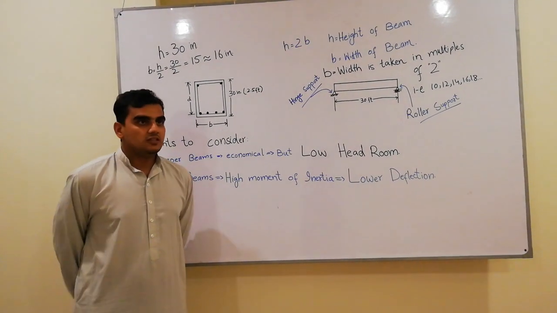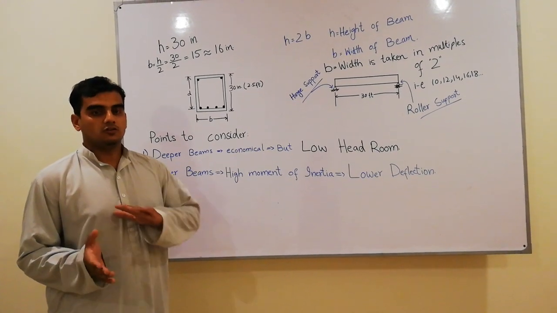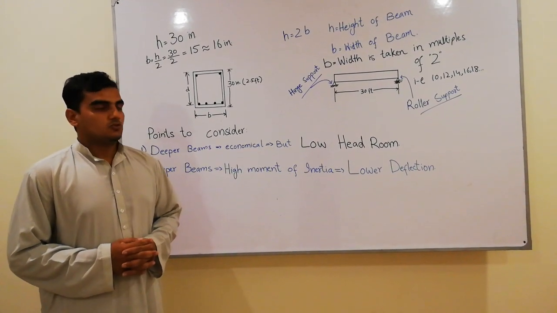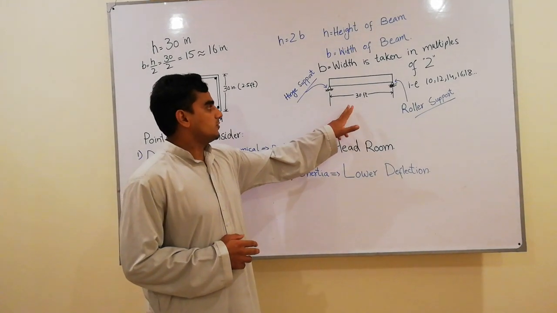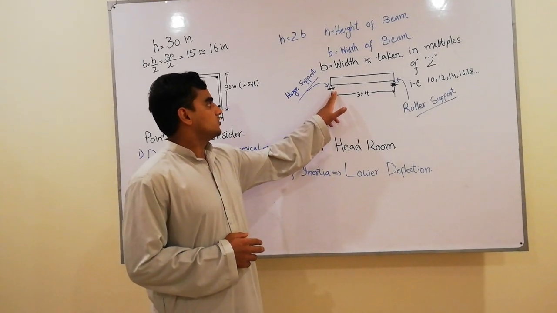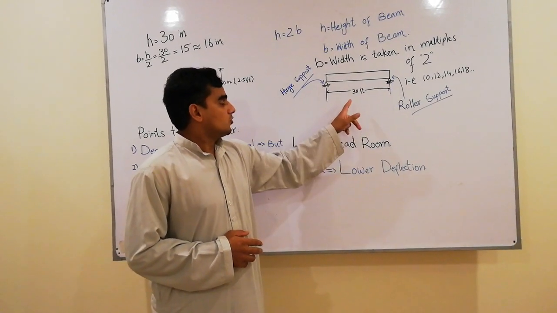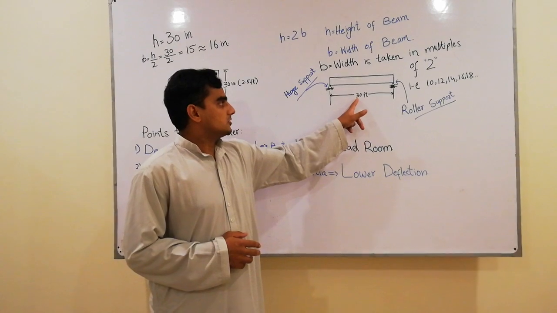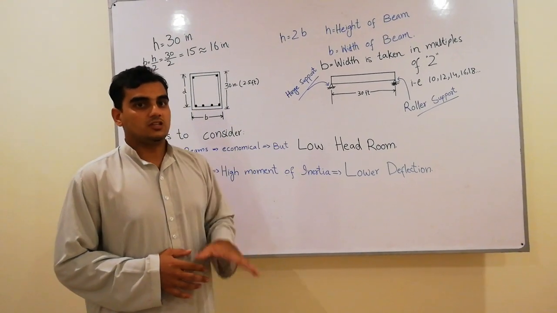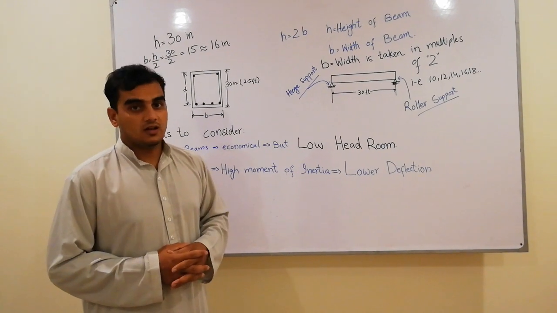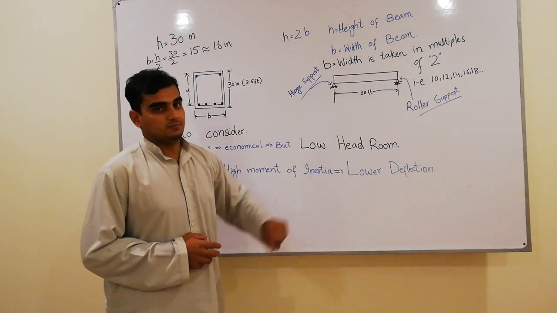So typically in normal cases we take the depth of the beam according to its span. For instance, we have a simply supported beam with a hinge support over here and a roller support on the other side. If its span is 30 feet, we typically take its depth, or overall height of the beam, as 30 inches.